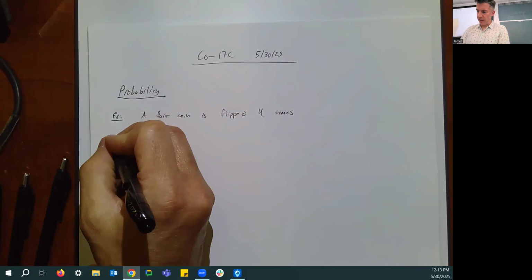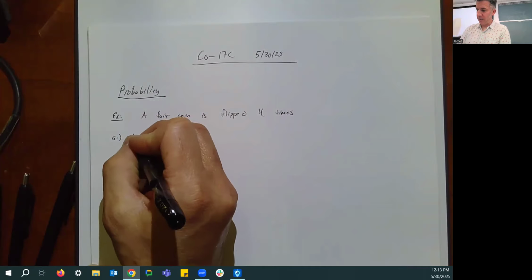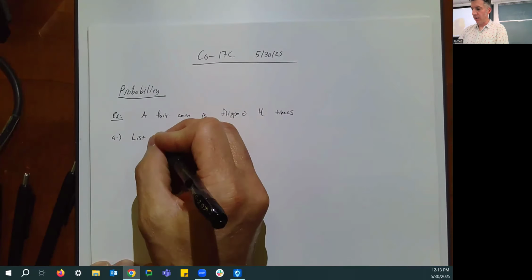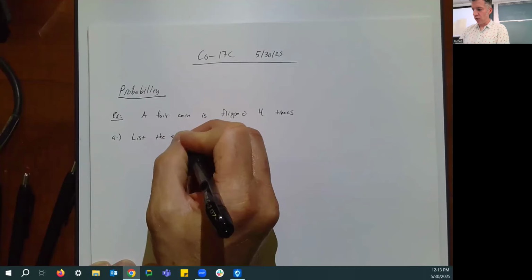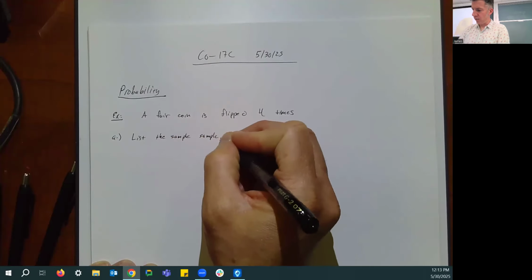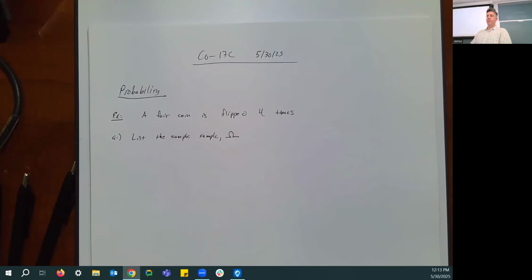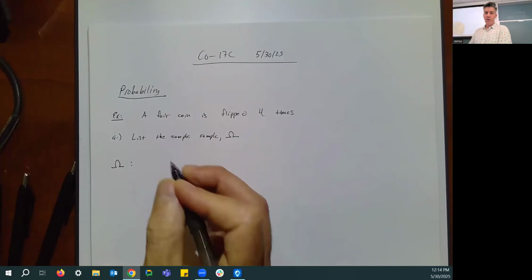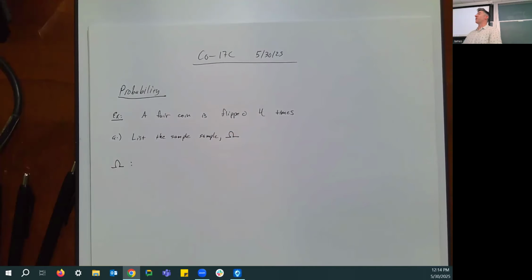We're just going to start off by listing the sample space. The sample space is just everything that can possibly happen. It's usually denoted by the Greek letter omega. So in this case, omega is going to consist of these 16 different things. How do I know there's 16? Well, we'll talk about that in a minute.